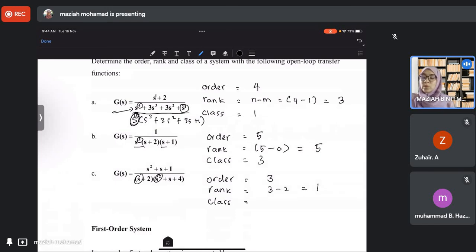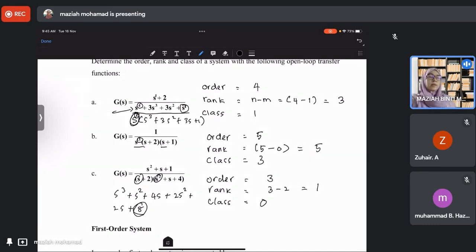For class, we need to expand that. S kuasa 3 campur S kuasa 2 campur 4S campur 2S kuasa 2 campur 2S campur 8. So basically class 0, because we have this constant term here. So that's how we do the classification.